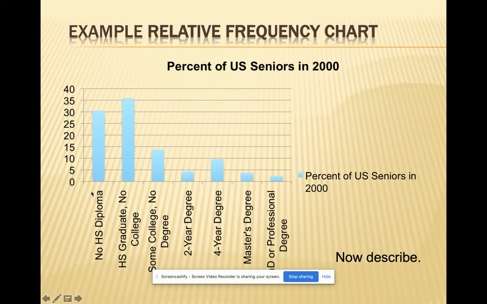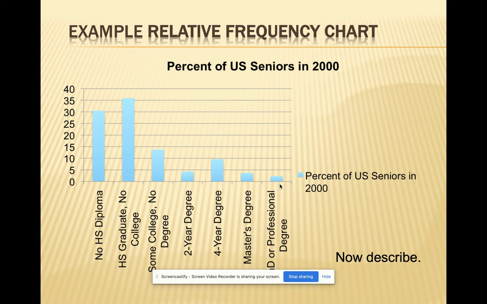education attained. So we can look at this and see that the largest percentage, not a majority, it's a plurality, it's the largest percentage, but it's not over 50%, fell into the high school graduate, no college. And next was the no high school diploma, and then some college, no degree. There's a little bump up in 4-year degree, and then 2-year, master's, and doctoral or professional degree.